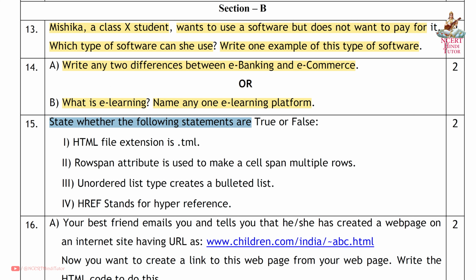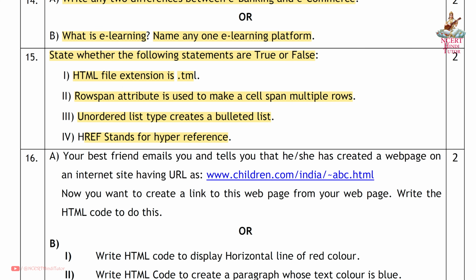Question 15. State whether the following statements are true or false. First, HTML file extension is .tml. So friends, this is false. Second, rowspan attribute is used to make a cell span multiple rows. This is true. Third, unordered list type creates a bulleted list. This is also true. Fourth, href stands for hyperreference. This is also true.